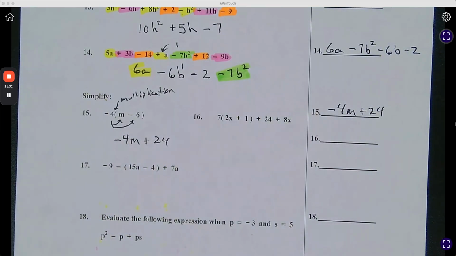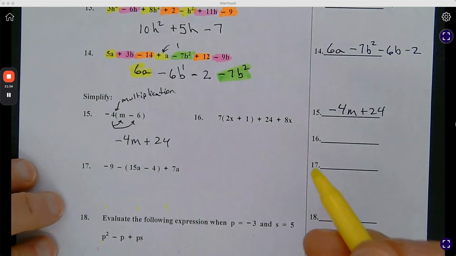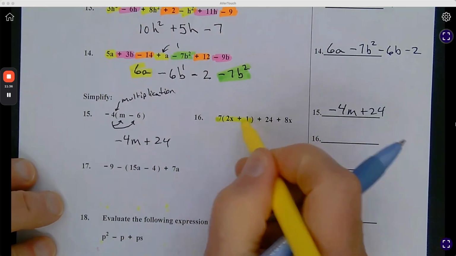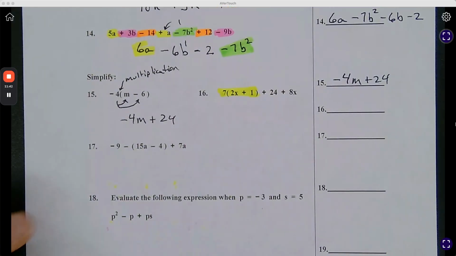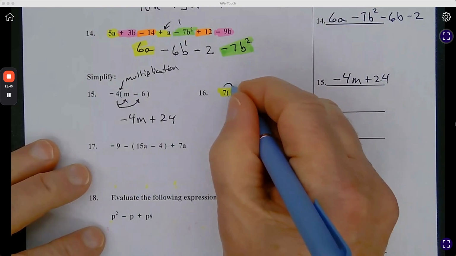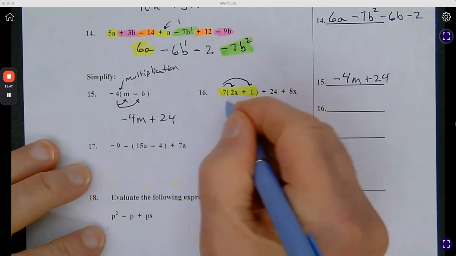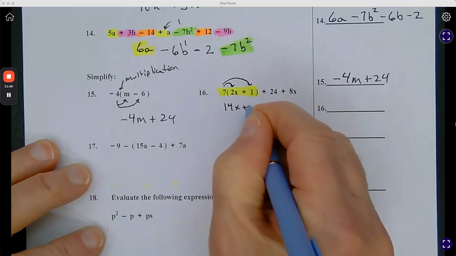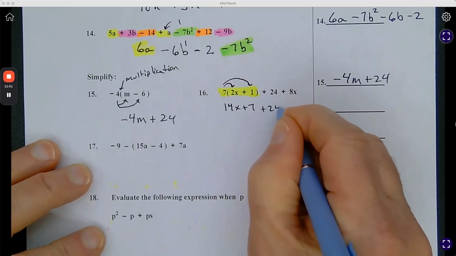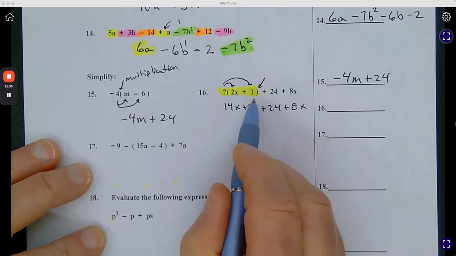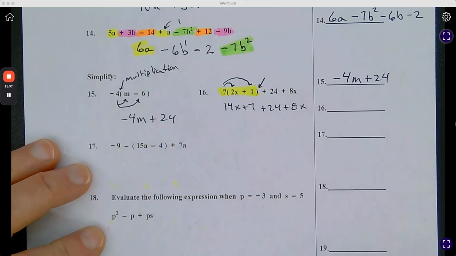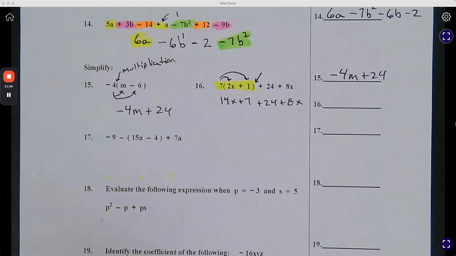Number 16, we have distribution and combining like terms. So always start with your multiplication. Order of operations tells us to do so. 7 times 2, 7 times 1, plus 24 plus 8x. I knew the distribution ended because the parenthesis ended. All right, now I'm going to combine like terms.